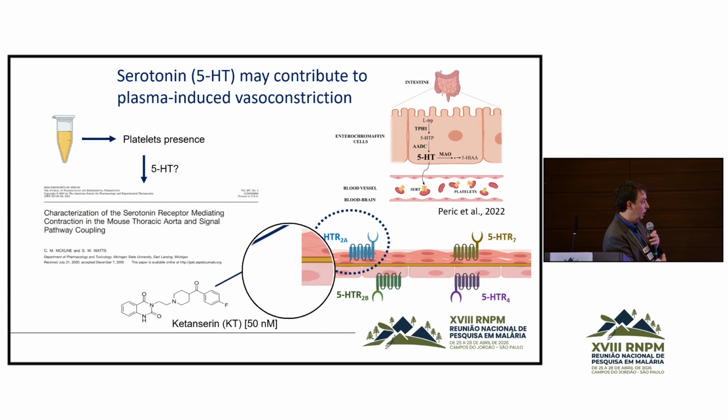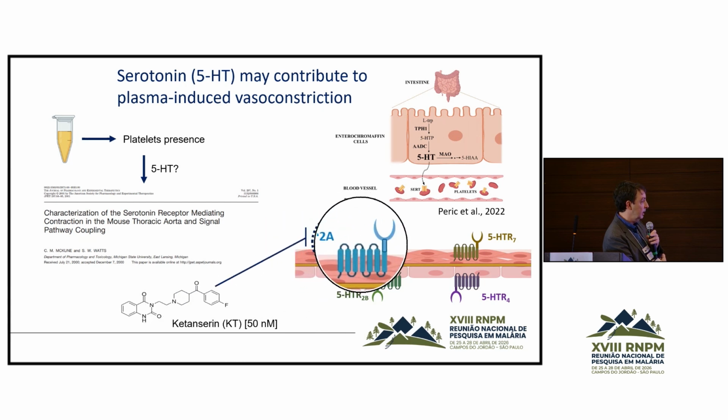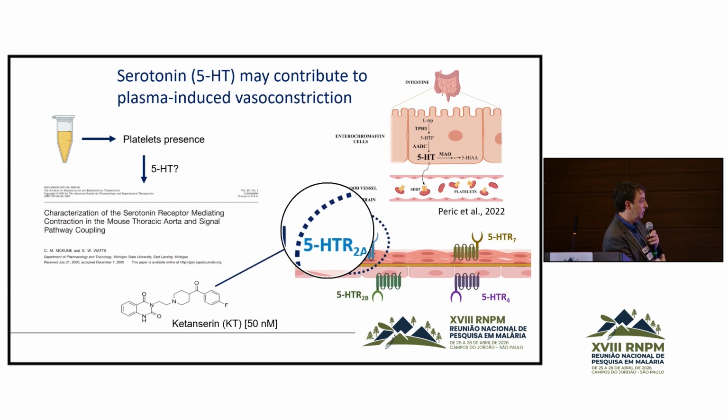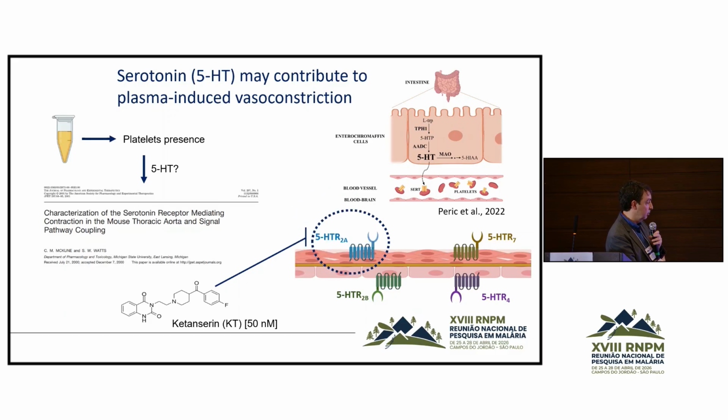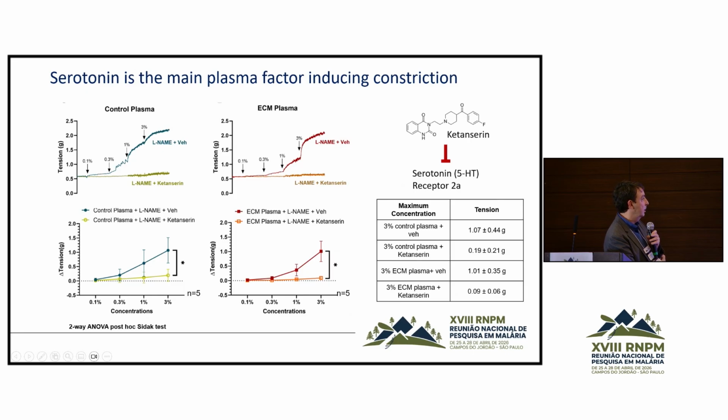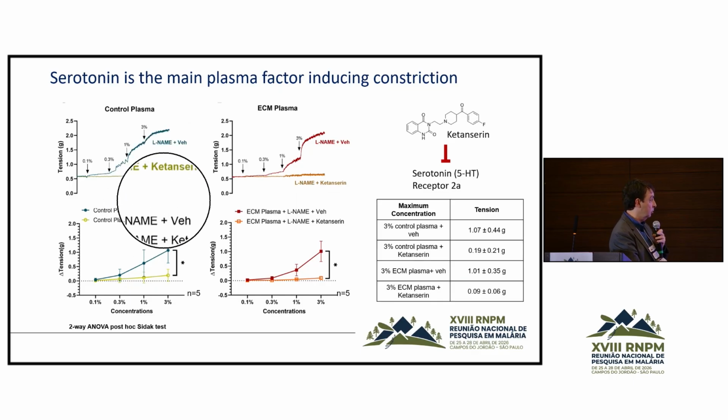And in order to do that, he proposed the use of an inhibitor of one of the producers of serotonin, HTL2A. And what he saw was that in the first evidence, if you do the same procedure of constriction using plasma, if you add ketanserin, you inhibit in 80% this constriction.